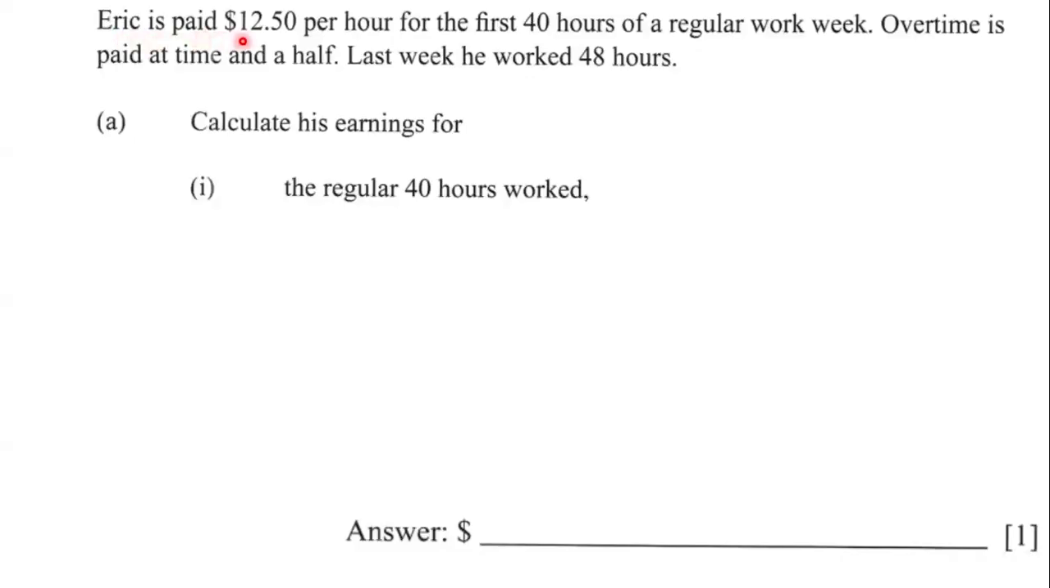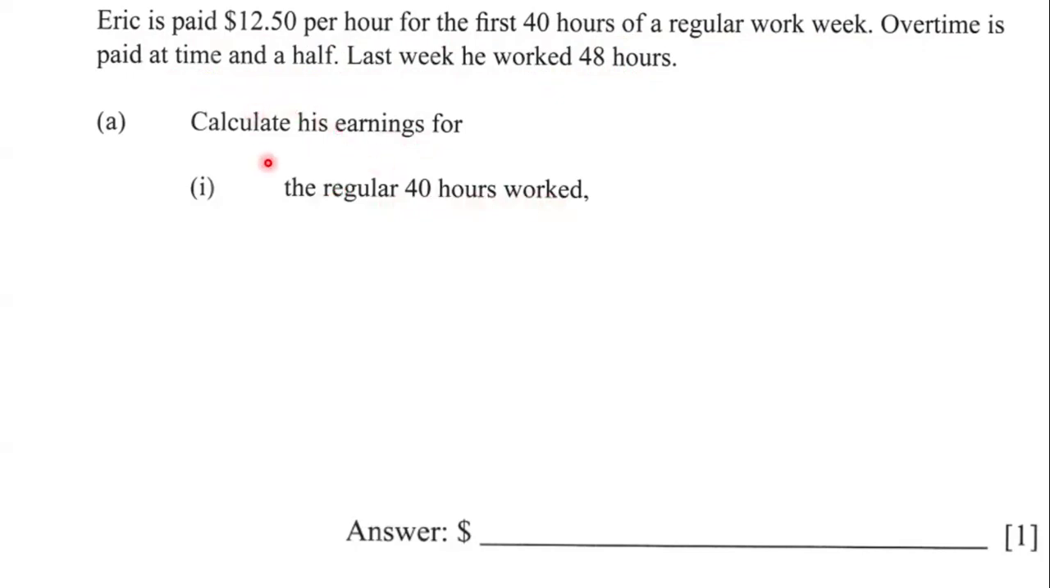Eric is paid $12.50 per hour for the first 40 hours of a regular work week. Overtime is paid at time and a half. Last week, he worked 48 hours. Calculate his earnings for the regular 40 hours work.